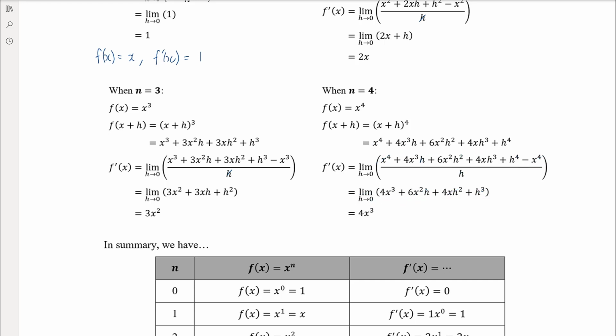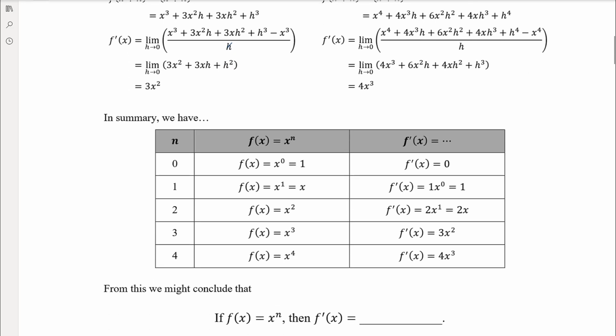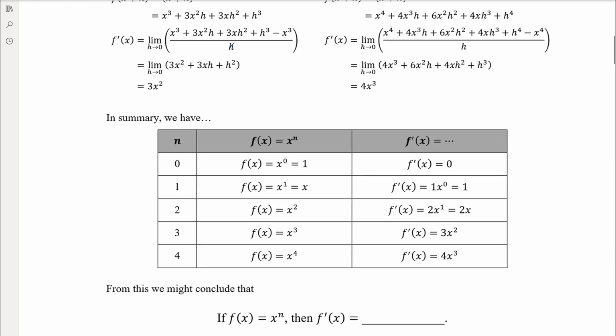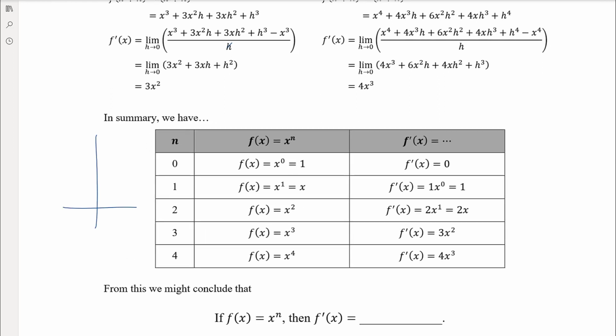And so we can start to observe a pattern here. When n equals 0, I skipped over this one because we don't really need first principles to think about it. If you've got the line y equals 1, the gradient of that line is always 0. So for a constant, the derivative will always be 0. But I include it here because it follows the same pattern. We can think about it as x to the power of n, because we can think about it as x to the power of 0.